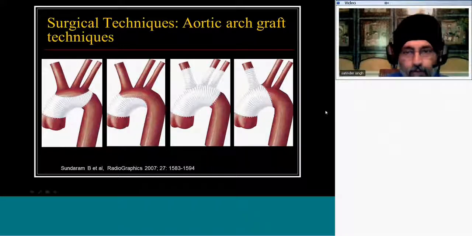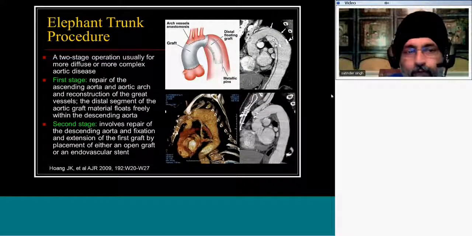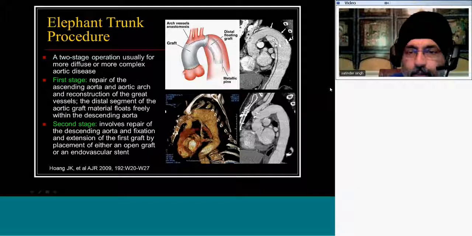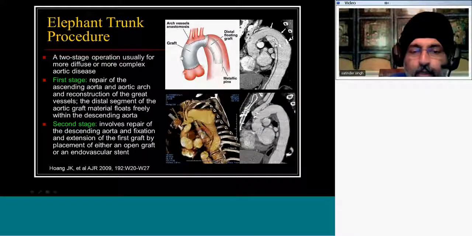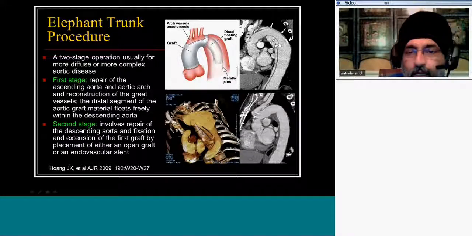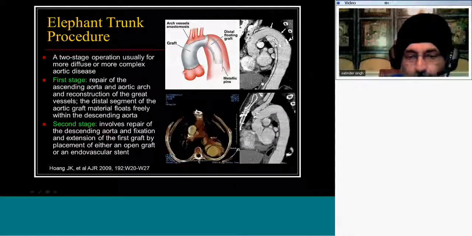For the aortic arch, there are different techniques depending upon what is needed. So it can be the entire arch, a part of the arch, or all three vessels, or one vessel which is involved. There is a special procedure called the elephant trunk procedure, which is actually quite a common procedure, especially for dissected complex ascending aortic diseases. It is a two-stage procedure. The first stage involves repair of the ascending aorta and the aortic arch with a graft which then goes into the native descending aorta, and the trunk is what stays within the graft itself.